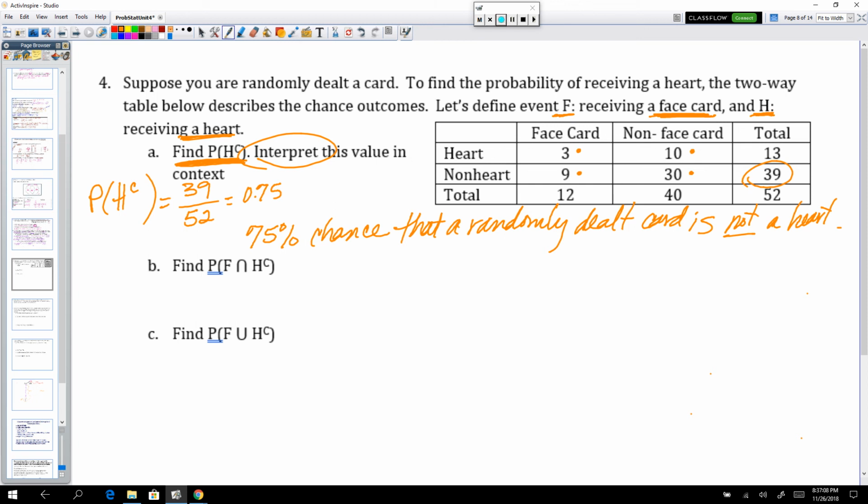All right, let's hit part B. Again, we've got all kinds of fancy notation. Let's make sure we understand what we're being asked. Take a look at that. Think to yourself, what are you being asked? What are we asked for? The probability of what in words?